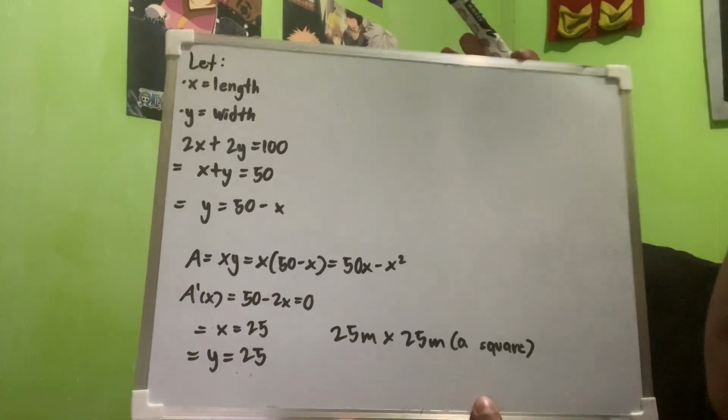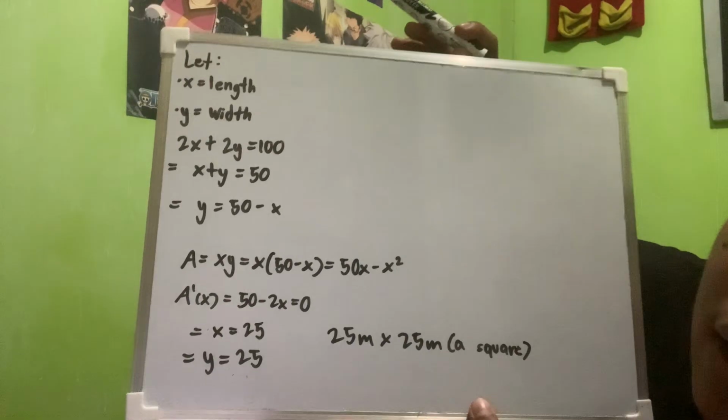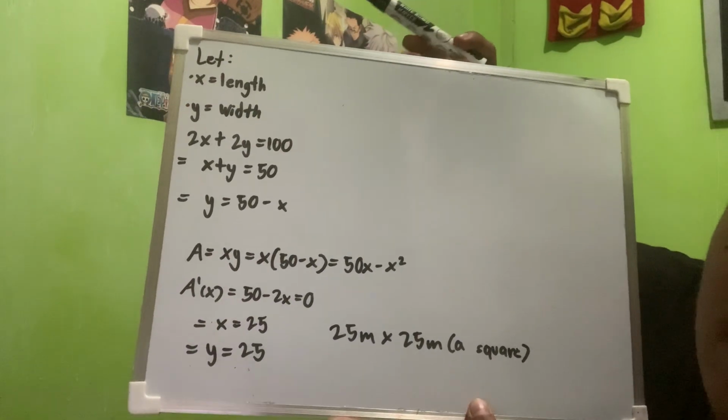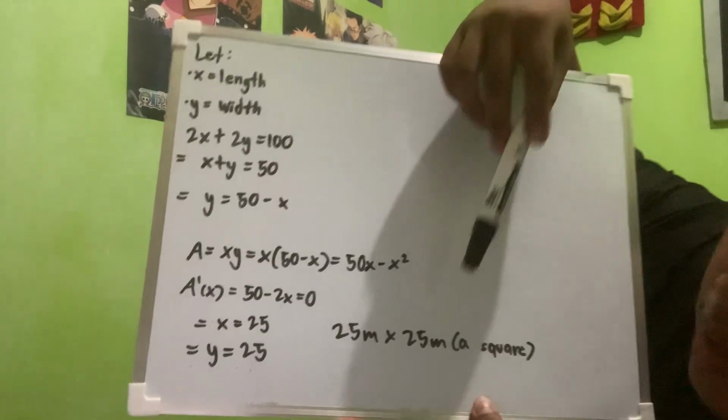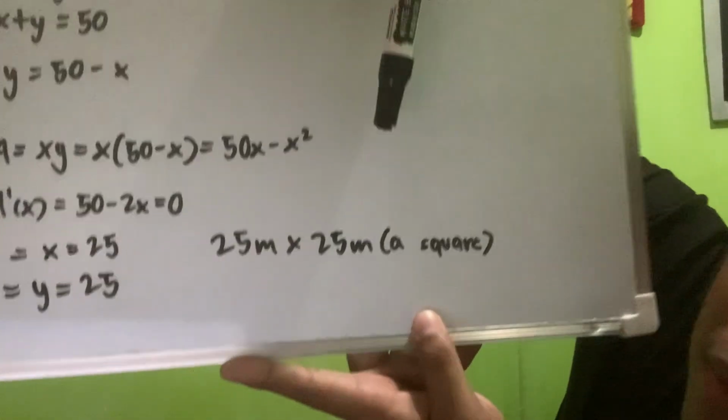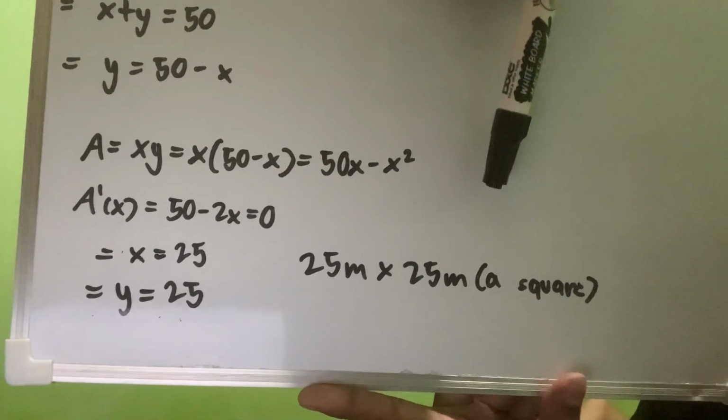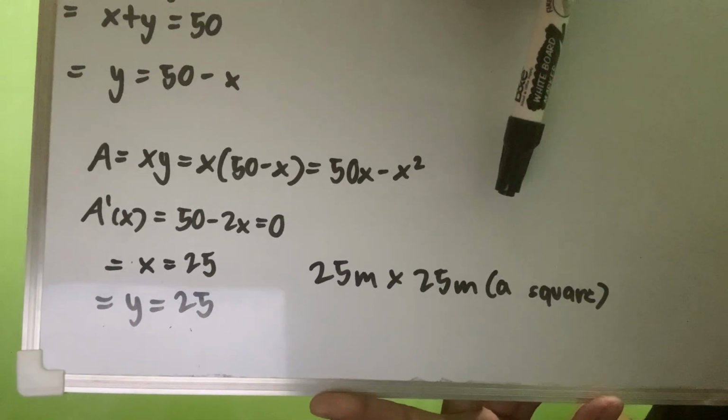So we solved A prime of x equals 0 and found the dimensions. So this is the answer. The answer to problem number 2 is 25 m times 25 m square.